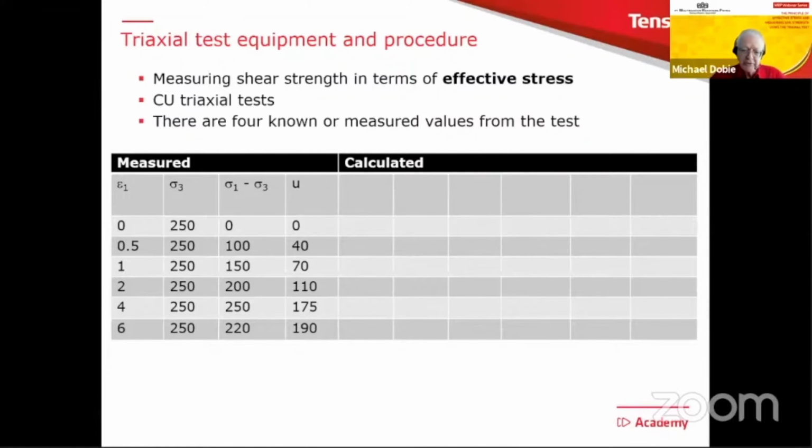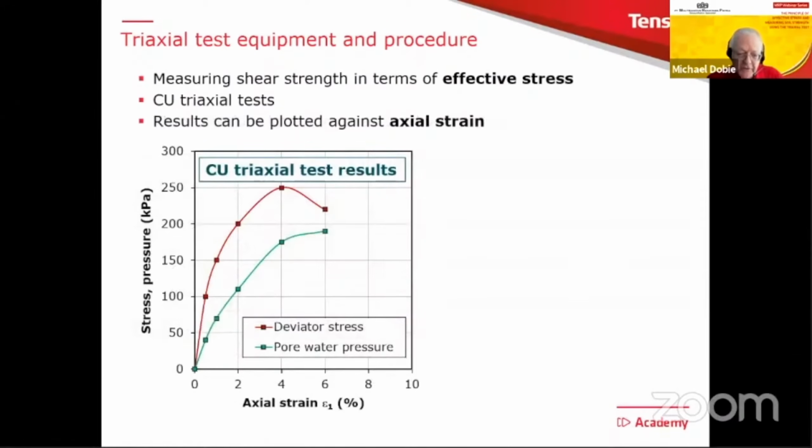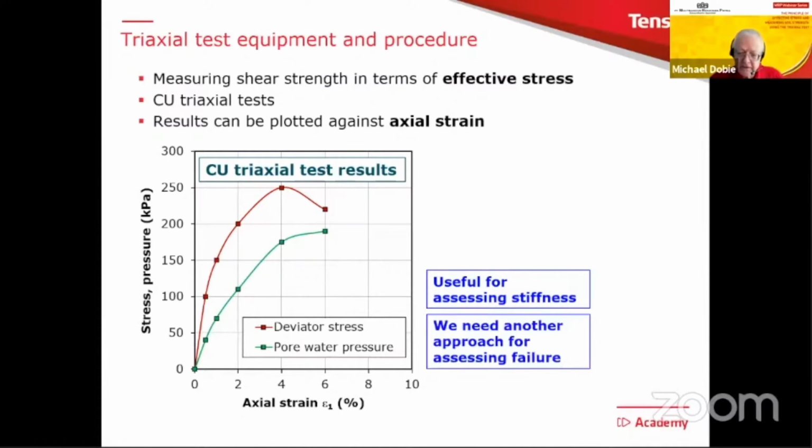And what we could do if we wish, we could plot, say, the deviator stress and the pore pressure against the axial strain, and that particular test would look like that, which is quite an interesting plot. And in fact, if you want to assess stiffness for this particular soil, that would be a good way to do it. But if you want to assess failure, we've got to do this in a different way. So let's see how that works.